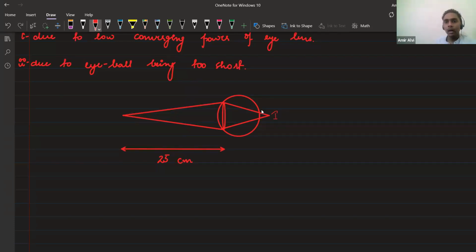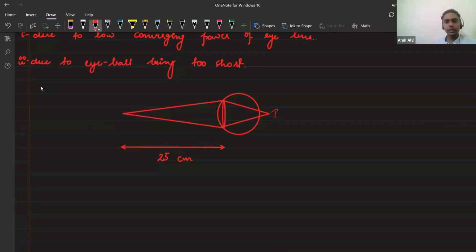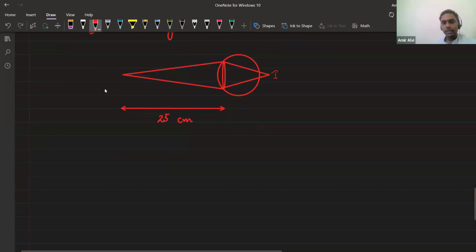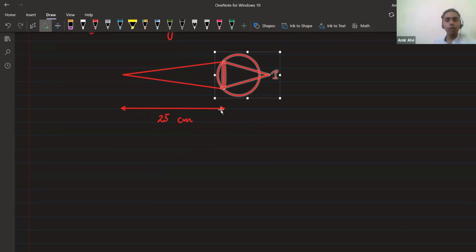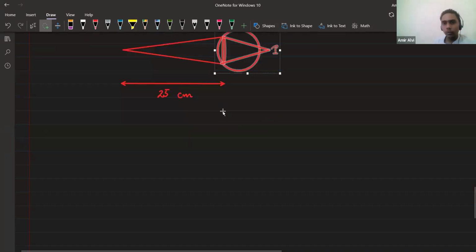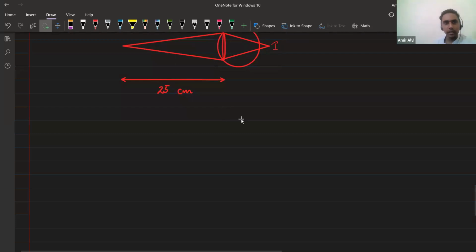Okay, this is the eye, and here it is the retina. So now as you can see, this is the hypermetropic eye. I'm going to copy this. So basically the near point of this eye has increased. It has gone far away from the 25 centimeters. So how will you draw this? Before that, let me write that this is the near point of the hypermetropic eye.